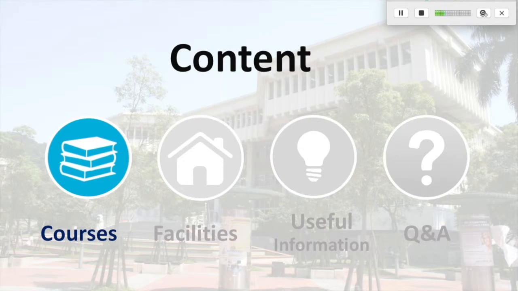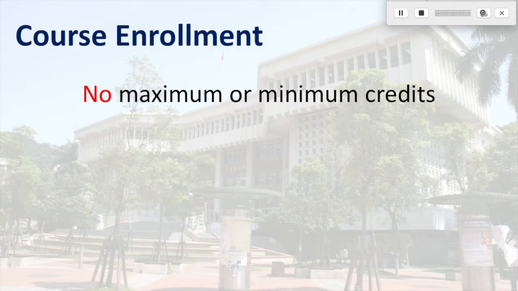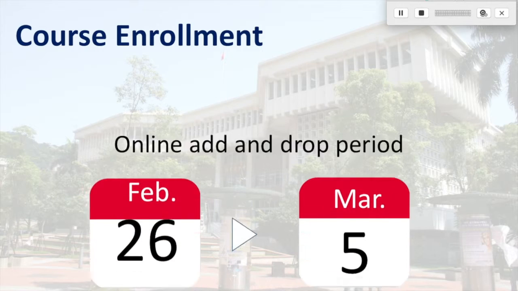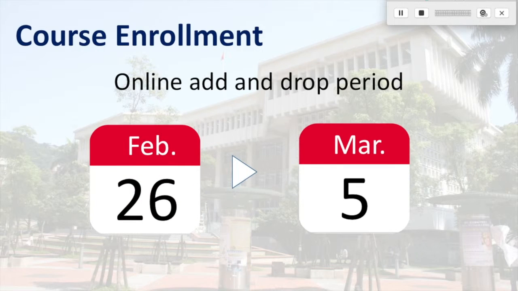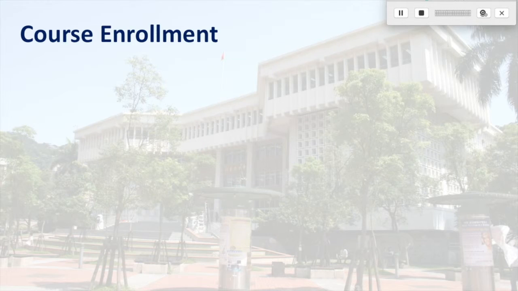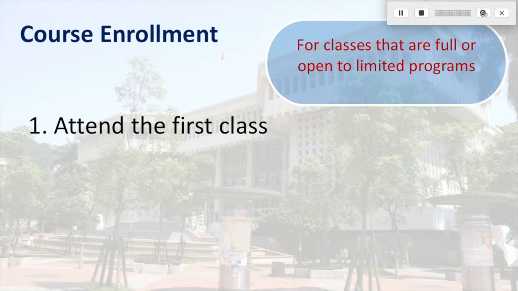First, course enrollment. Are there any limits on the number of credits for exchange students? No, there's no maximum or minimum number of credits for exchange students. The drop and add courses period starts from February 26th to March 5th. During this period, you can add any courses as long as you register online and the class is not yet full and has no restriction.